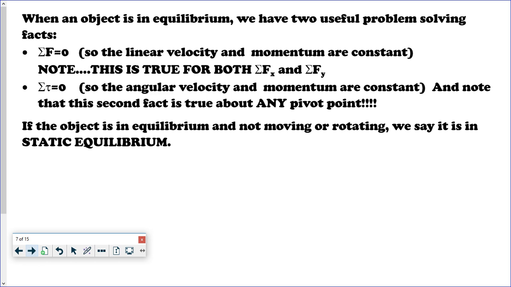Now, if an object is in equilibrium, we've got three useful problem-solving facts. First of all, the net force has to be zero, so that the linear velocity and the momentum are constant. Why do I say three facts? Well, really, frequently we're dealing with two dimensions. So when I say that the net force is zero, that's true both horizontally and vertically. So we've got these two equations to work with.